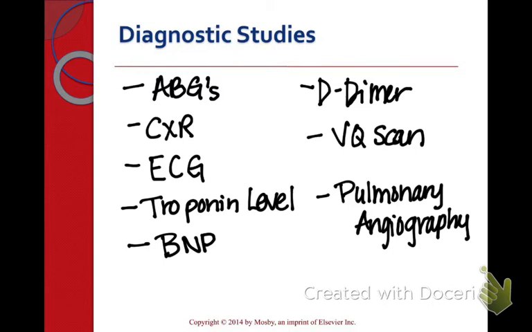These oftentimes are done in the emergency room. When I used to get a lot of chest pain patients, they would let me know in their report that all these tests were done. And they'll say, D-dimer is negative, VQ scan is non-significant. So a lot of times these are done pretty quickly, like I said, in the ER.